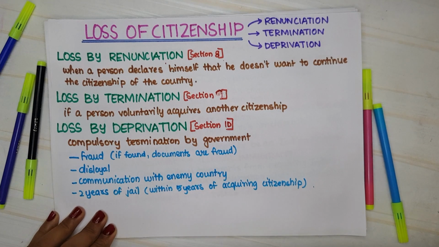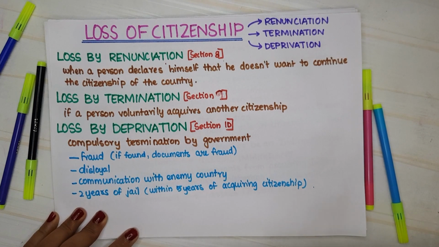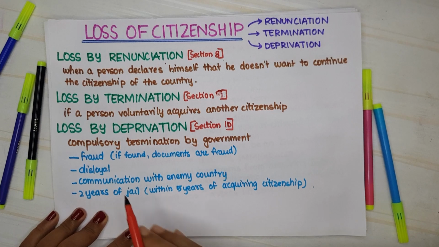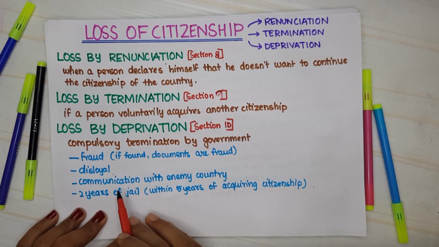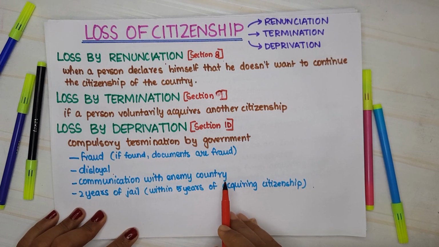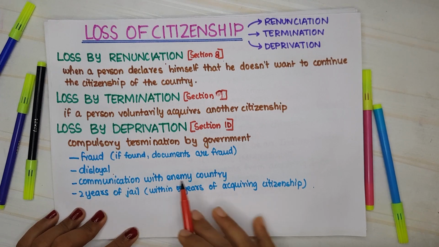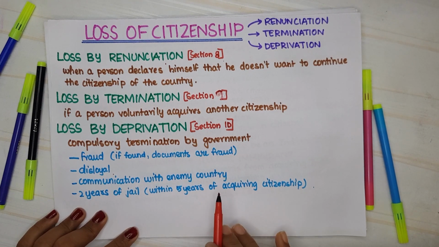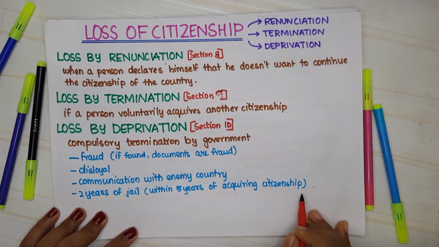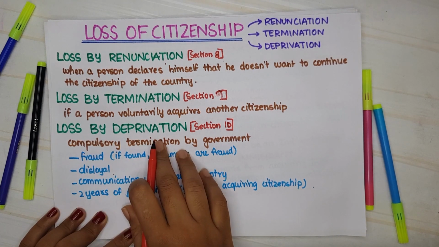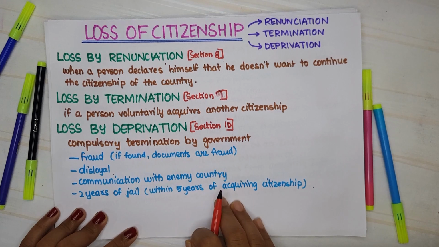Then the second mode by which deprivation can happen is when the person is found disloyal to the government or disloyal to the state. Then the third one being, if the person communicates with an enemy country during war, then the citizenship is also lost. Then the fourth one being, if the person has been jailed for 2 years within 5 years of acquiring citizenship, then loss of citizenship by deprivation happens.